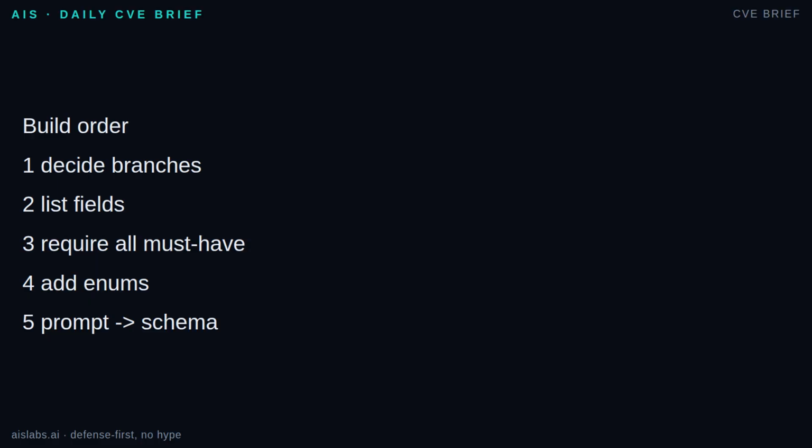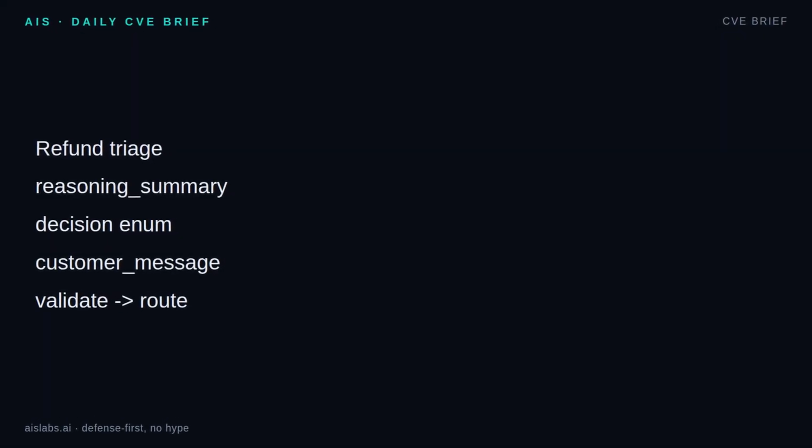Fourth, use enums for any value your code will switch on. Fifth, write the prompt after the schema. Explain each field, the allowed decisions, and the policy. The prompt is commentary.